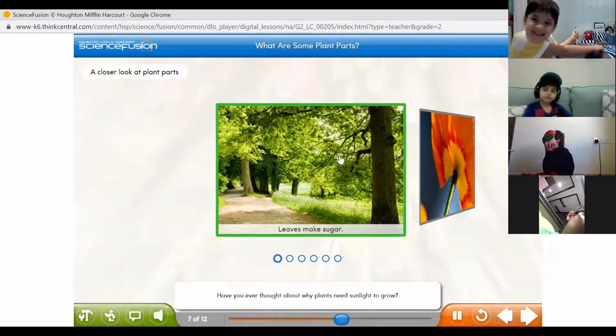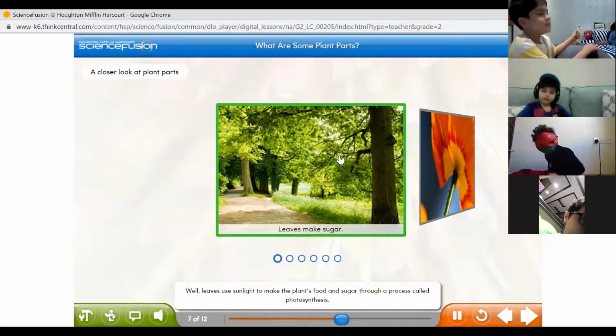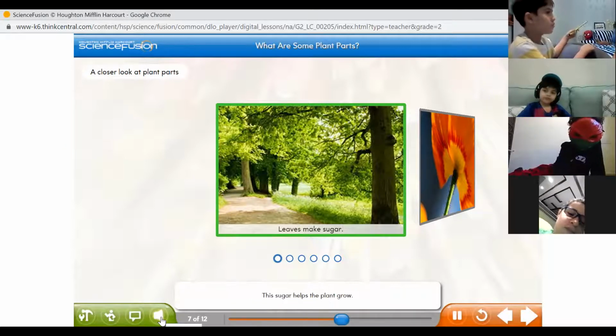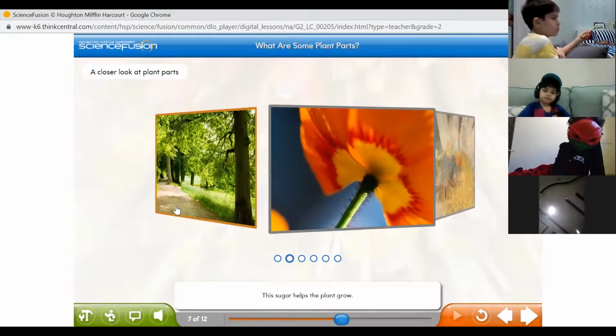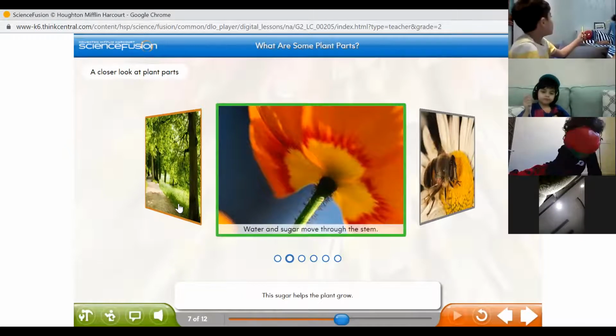Have you ever thought about why plants need sunlight to grow? Well, leaves use sunlight to make the plant's food and sugar through a process called photosynthesis. This sugar helps the plant grow. So the leaves make sugar so the plant can grow.